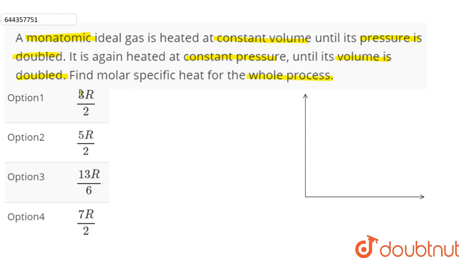Option 1 says that the molar specific heat is 3R by 2. Option 2 says it is 5R by 2. Option 3 says it is 13R by 6. And option 4 says it is 7R by 2.